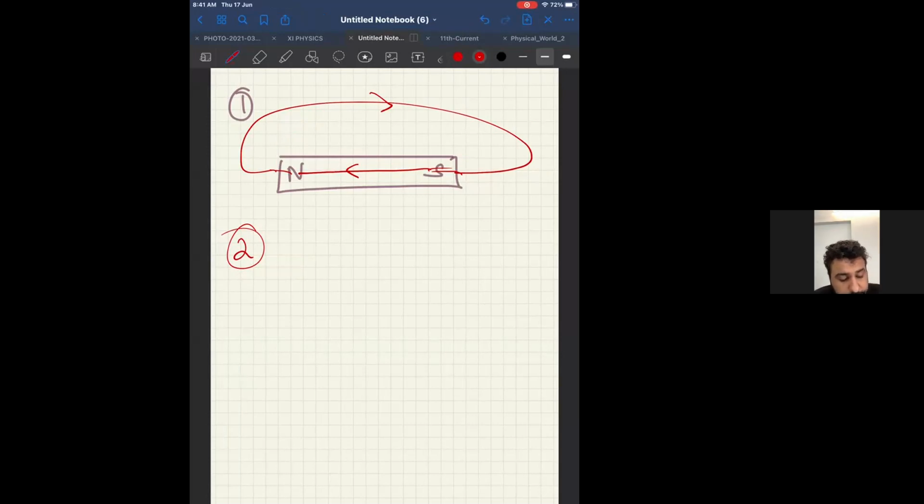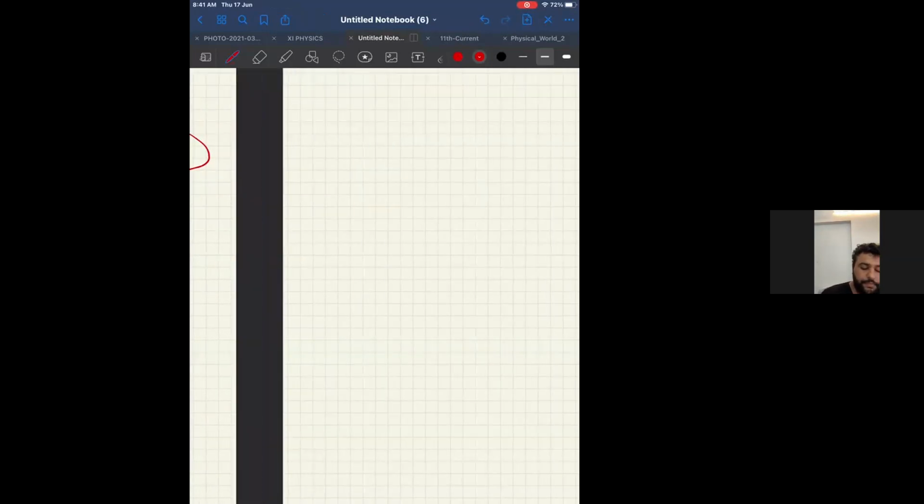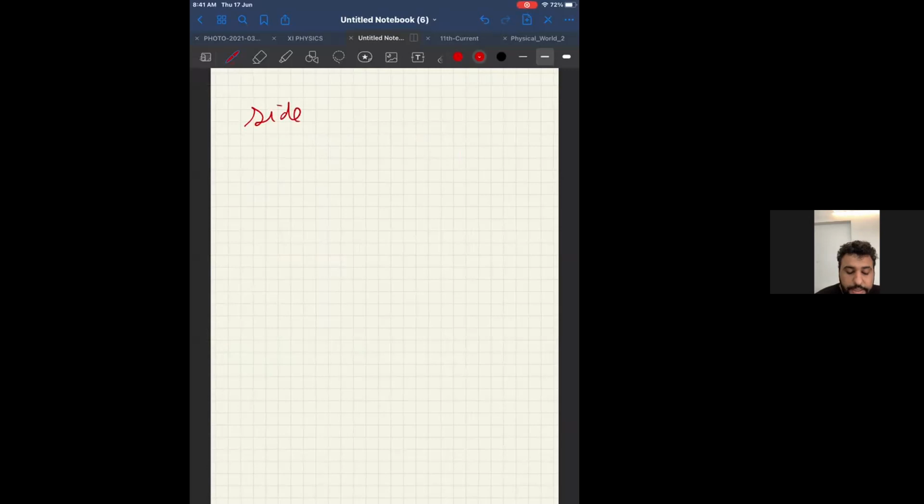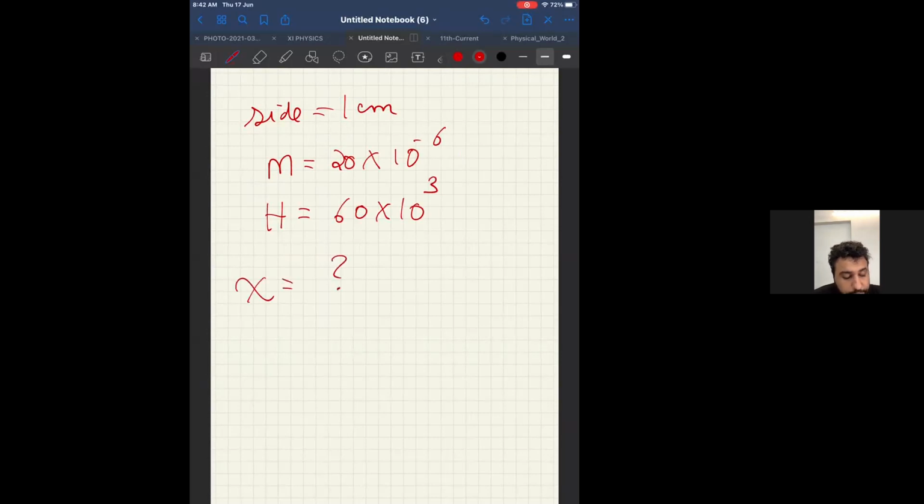A paramagnetic substance in the form of a cube with sides 1 centimeter. Therefore, side is 1 centimeter. I'm just writing the data as it is. It has a magnetic dipole moment of 20 into 10 power minus 6. When the magnetic intensity H is 60 into 10 power 3, what is the magnetic susceptibility?